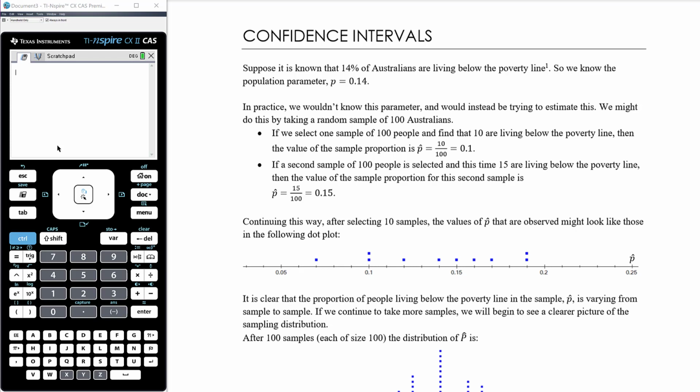So if we select one sample of 100 people and find that 10 are living below the poverty line, then the value of the sample proportion p hat is 10 out of 100, and so that is 0.1. If a second sample of 100 people is selected, and this time 15 people are living below the poverty line, then the value of the sample proportion for this sample is 15 out of 100, or 0.15. And we can continue in this way. After doing this 10 times, the values of p hat that are observed might look like those on this dot plot.